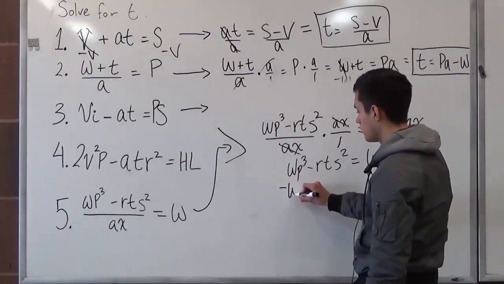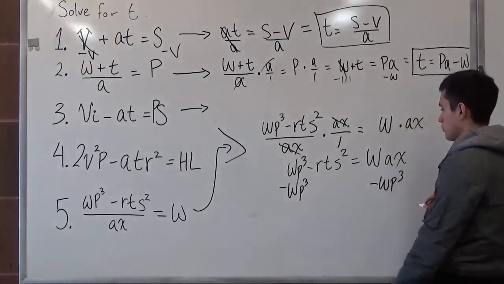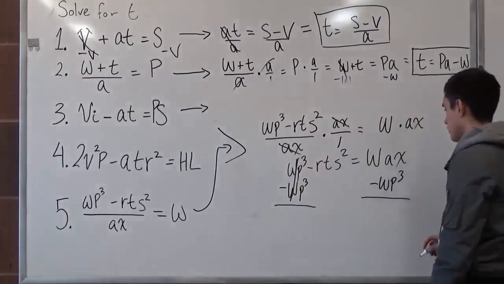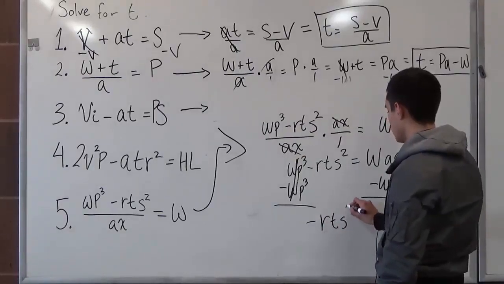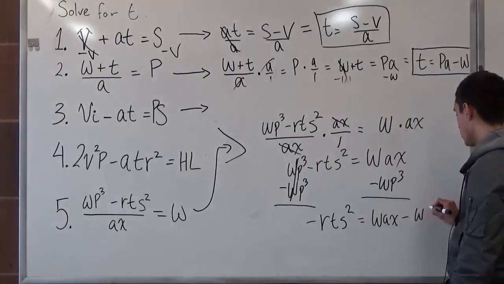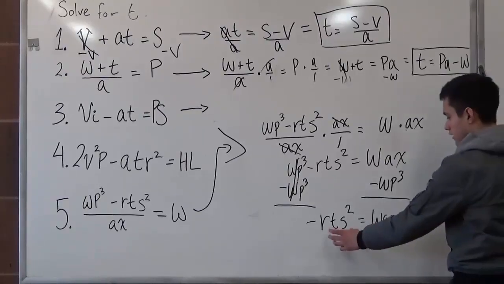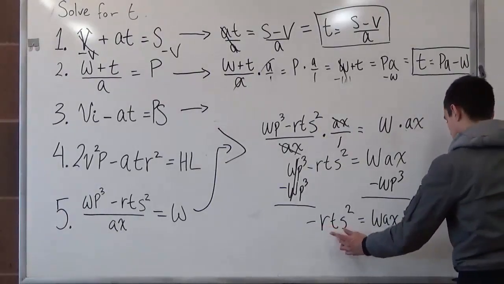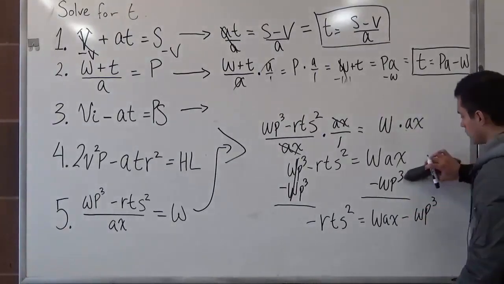And that would just be minus wp to the third, minus wp to the third. Since we're treating this as a whole, this cancels out, and we're left with minus rts squared is equal to wax minus wp to the third. So as you can see now, it's starting to get easier. We start to see this as a whole, and we're getting closer to that t being by itself. I'll just erase some of this work over here to make it bigger.